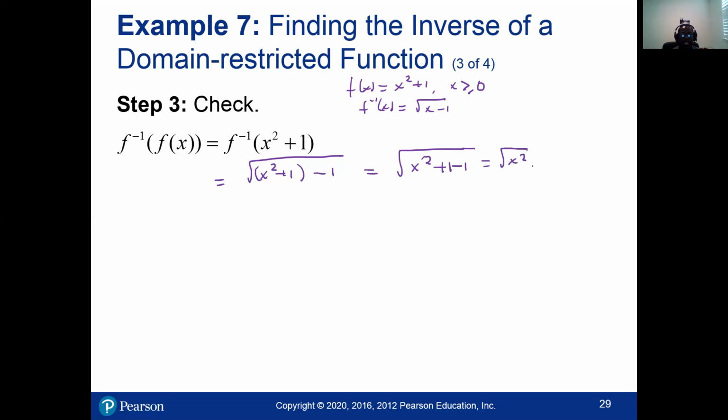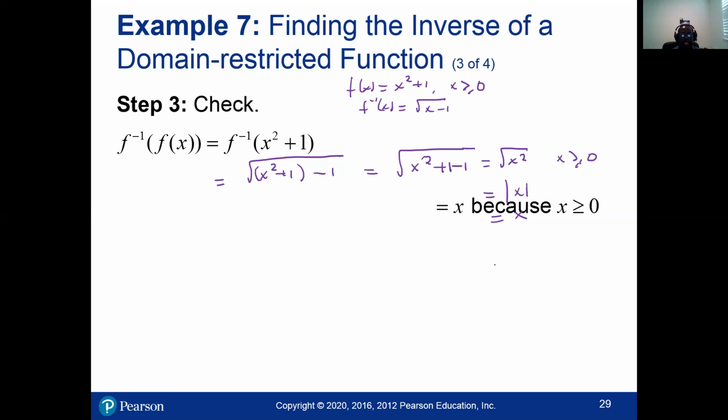x squared. Because there's a restriction, this must be positive. Remember, x is greater than or equal to 0. When you do this, you should have a plus or minus, which means we have to take the absolute value of that, and that is equal to x. So that checks out, because x is greater than or equal to 0.